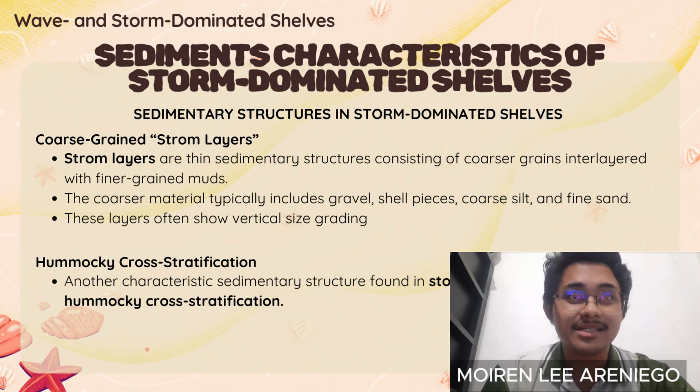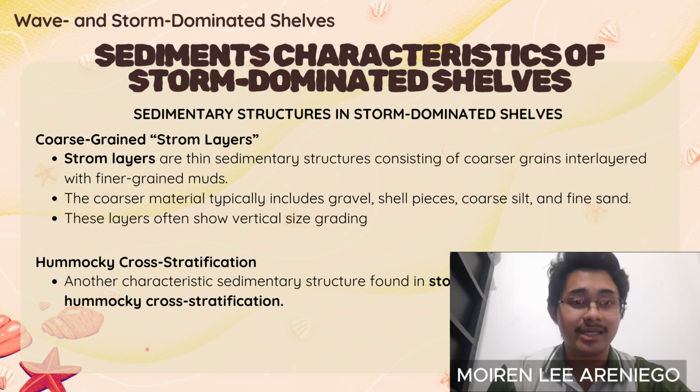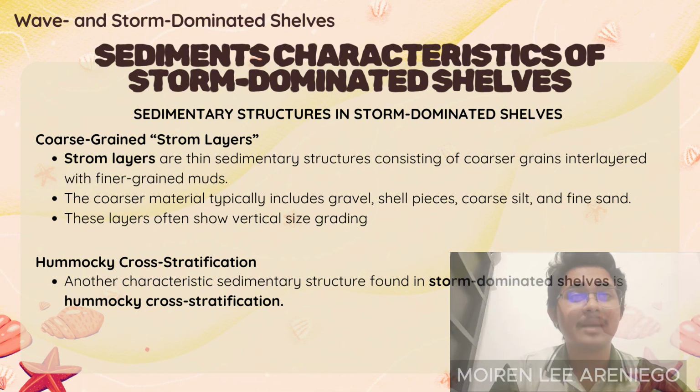The next one is the sedimentary structures in storm-dominated shelves. So this will discuss the structures and layers of rocks in the storm-dominated shelves. The first one is the coarse-grained storm layers, and the second one is the HCS cross-stratification. So what is HCS cross-stratification? It is a sedimentary structure that appears to have special characteristics of storm-dominated shelf sediment.